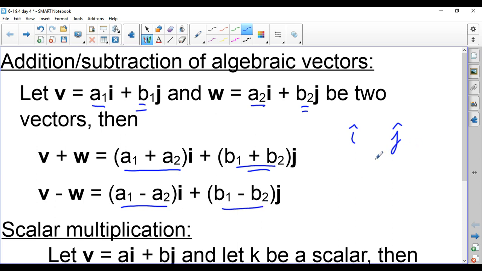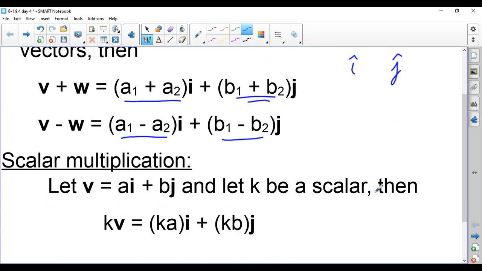What this means is when you have component form, you only combine the parts that go in the same direction. This is really helpful when we start looking at physics applications of vectors. We also can do some scalar multiplication. These are two very simple operations. Scalar multiplication says if you have your vector v and k is a scalar, which is just a number, then if you multiply k times vector v, you multiply the x component by k and the y component by k. It distributes over the vector.